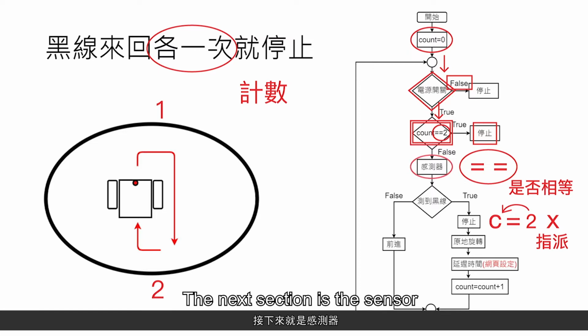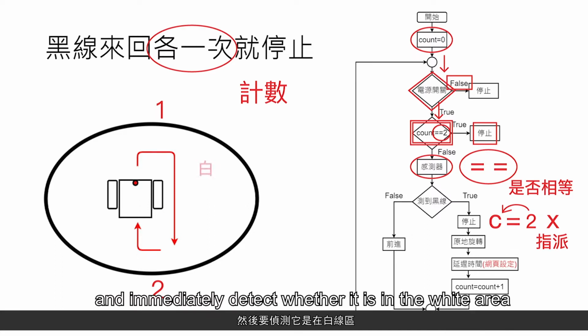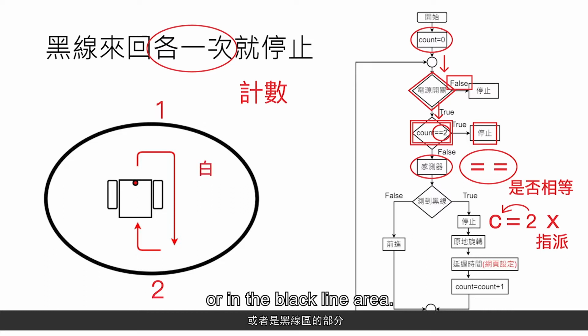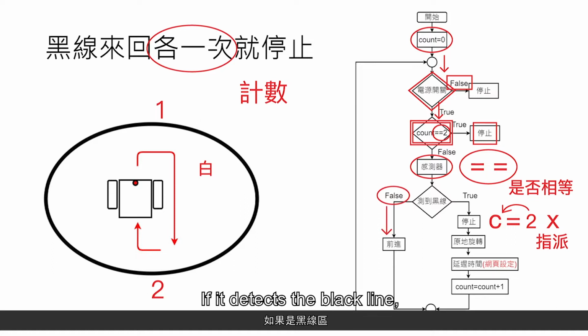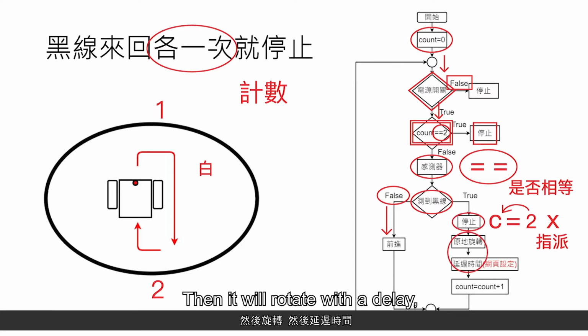The next section is the sensor. And similar to the previous code, it follows the same logic. The infrared sensor will be activated and immediately detect whether it is in the white area or in the black line area. If it is in the white area, then it's false and keeps moving forward. If it detects a black line, the first thing to do is to stop. Then it will rotate with a delay, which can be configured through the web page. Every time rotation is performed, we need to register a count.